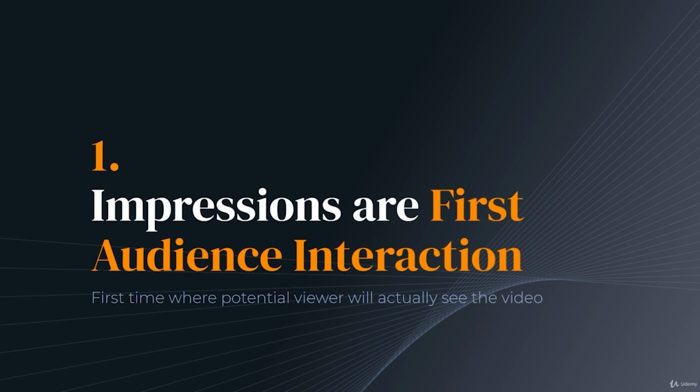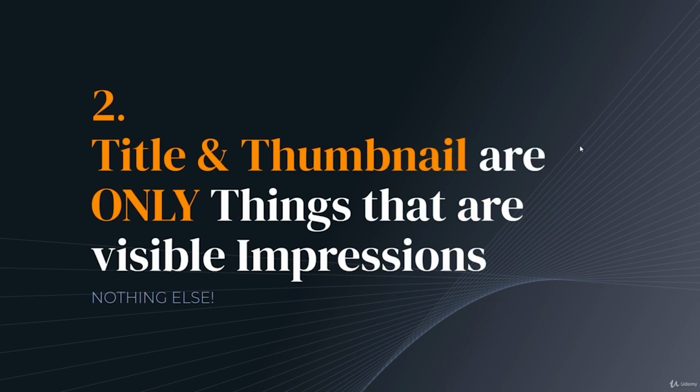There are a lot of impressions that can be gotten with your video, but impressions will transform into views when a person actually likes the impression and goes and clicks the video itself. It is very difficult to control, but it is the first audience interaction with your video. And title and thumbnail are the only things that are visible for impressions, nothing else. So you don't see the video.